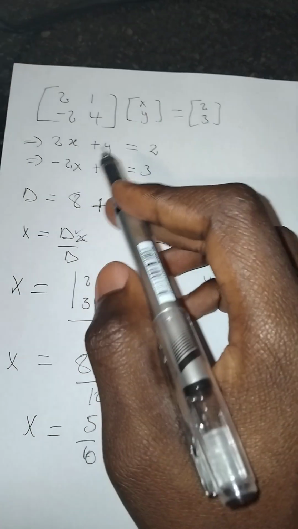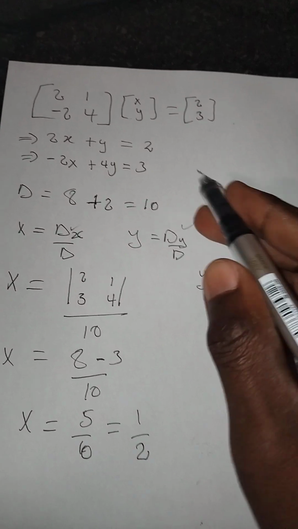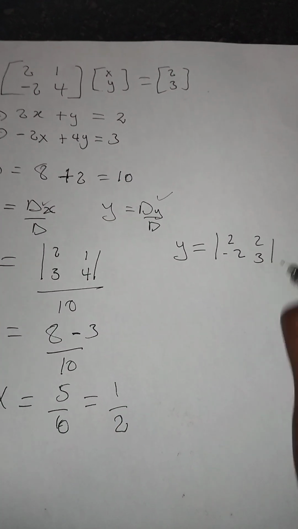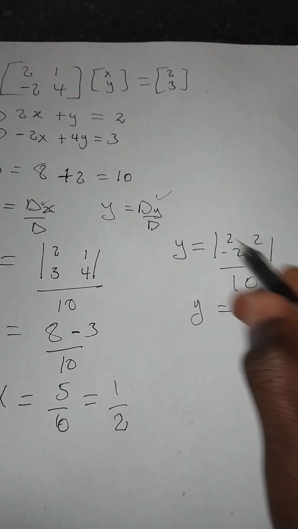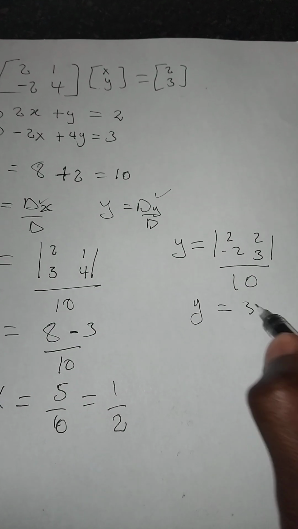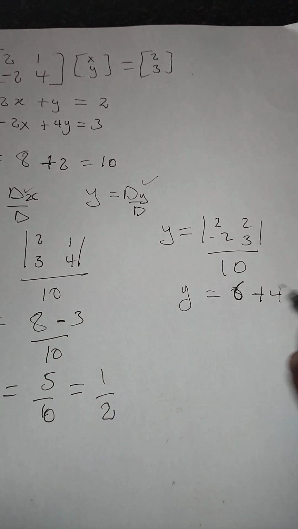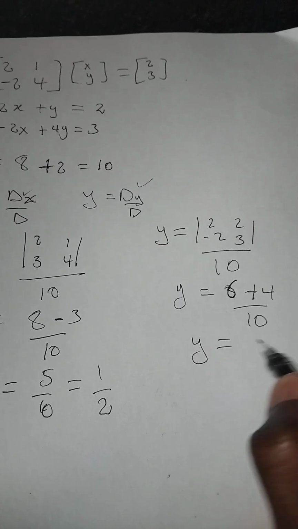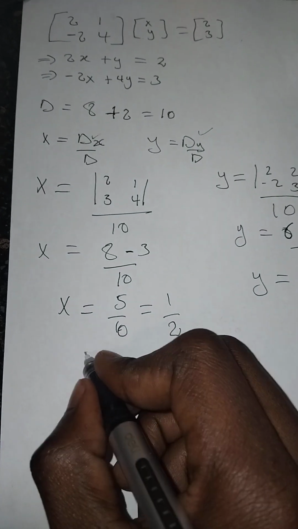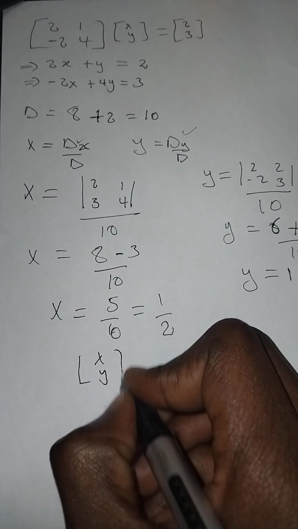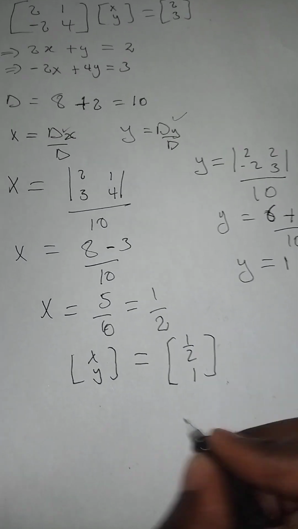We are going to exclude the coefficients of y, so it's 2, minus 2, then 2 3, just like that. Then that will be divided by d, where we know that d is 10. So basically y is equal to, what is this determinant? 2 by 3 is 6, then plus 4 over 10. So y is equal to 1. 6 plus 4 is 10 over 10 is 1. So we have our solution for x and y, where they are equal to half and 1. Okay, so that is the solution.